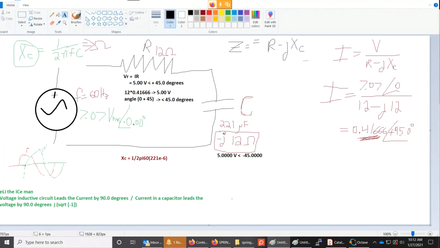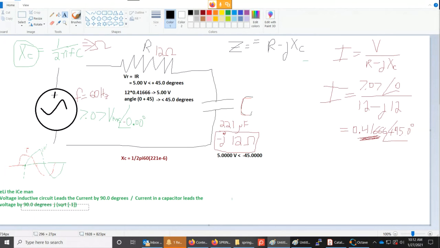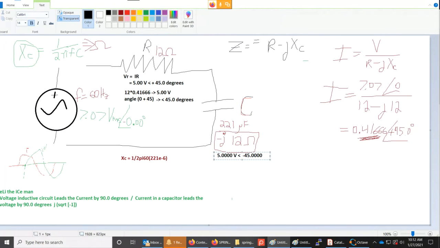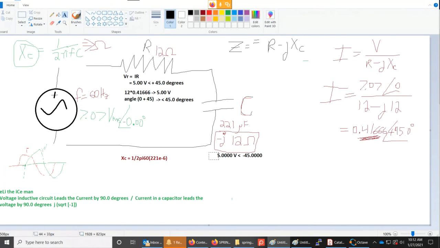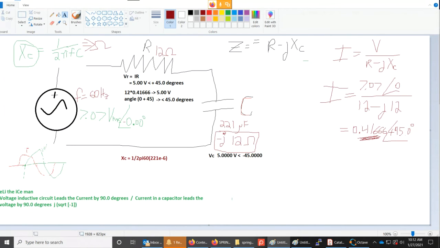So what's that say? It says that the current in the capacitor is 90 degrees ahead of the voltage. This is the voltage VC. So the voltage VC is 5 volts at an angle of minus 45 degrees. But the voltage across the resistor is plus 45 degrees. So let's try to draw this.